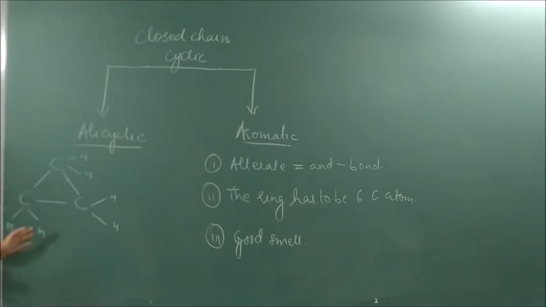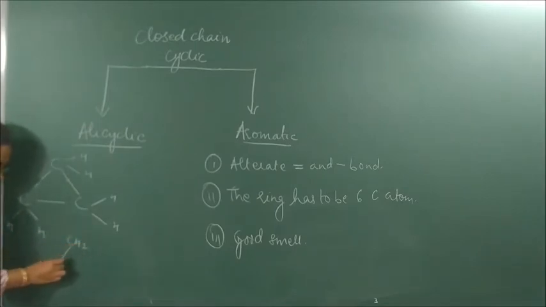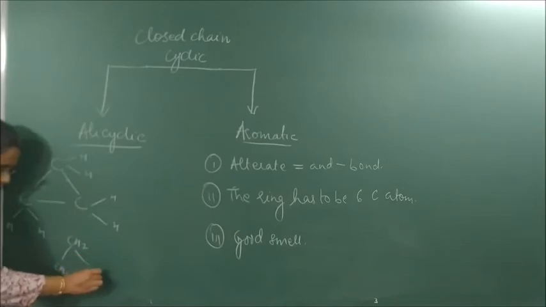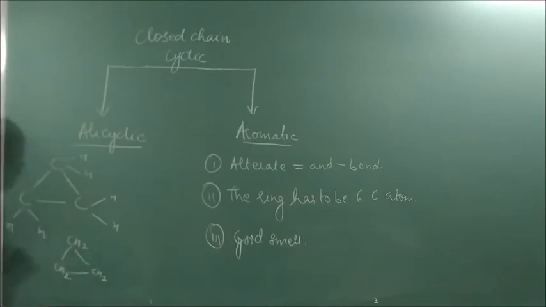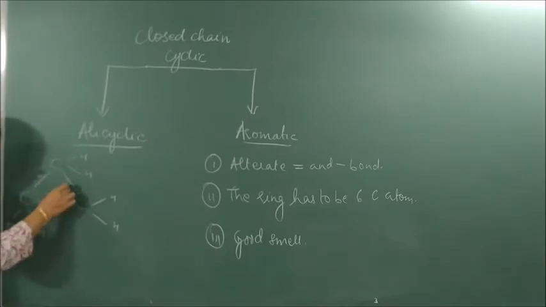I am spreading this out because your textbook teaches like this. But how do we all write? We all write like this: CH2, CH2, CH2, and a bond. Same thing it is. What I have written, a ring of 3 carbon atoms, single bonded. A 3 carbon atom alkane is called what? Propane. So this is cyclic propane.